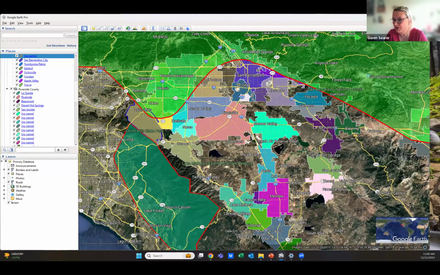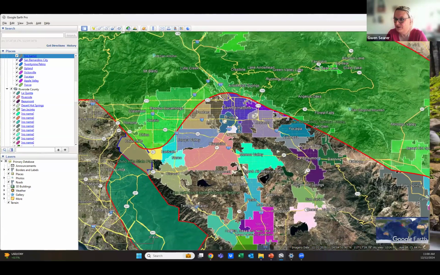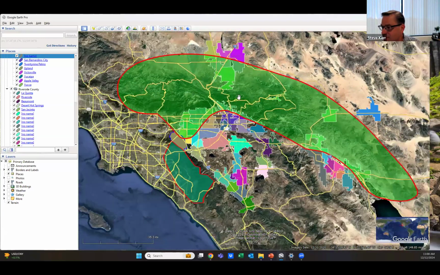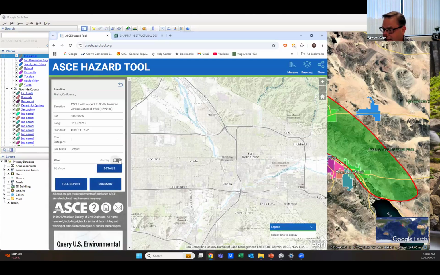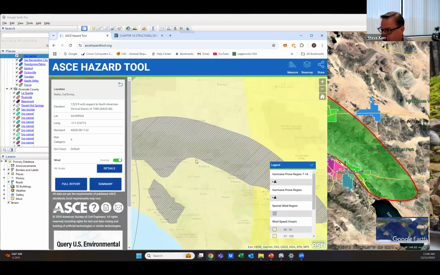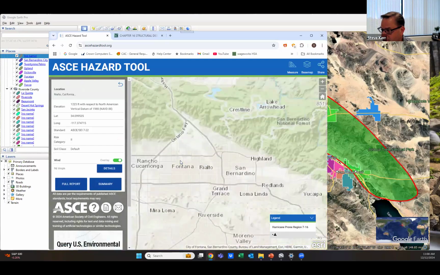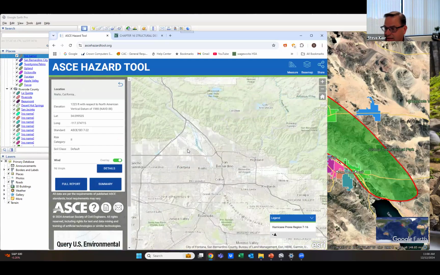Right. Just to clarify, what you're showing right now, that's not the hazard tool. No, that's correct. This is taking the information from the hazard tool and just importing it into Google Earth to be able to process it. If we just did that same thing and I type in Rialto here in the hazard tool and get the overlay, it's nice to see where the region is, but when you start zooming in, you lose that contour line, which is a shortcoming of the hazard tool.